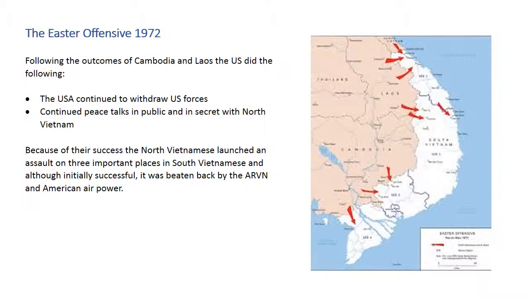Now, because of this, the USA continued to withdraw US forces. They continue with peace talks in public and in secret, like we talked previously. Because of their success in Laos, the North Vietnamese launched an assault in 3 areas, and you can see them kind of here, right? And although initially successful, it was beaten back by the ARVN and American air power. But there was a massive problem. It showed that the North Vietnamese were not going to back down, and certainly that the ARVN was still reliant on American air power to get through this and American support.